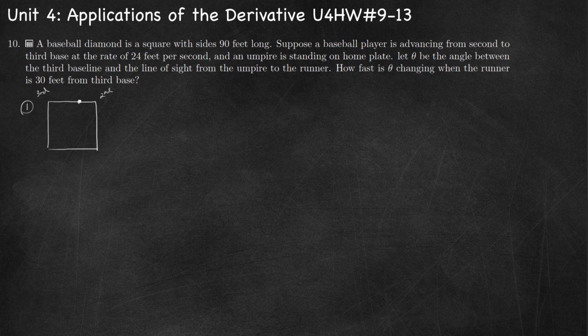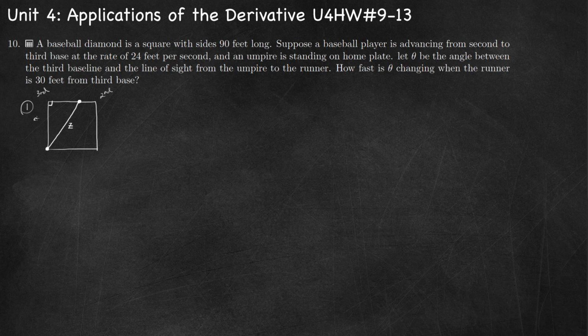Theta is the angle between the third baseline and the line of sight from the umpire to the runner. So the umpire is at home plate. He's down here. And the line of sight from the umpire to the runner is right here. Okay, I missed my mark a little bit. That's a little better. So we have a right triangle, and we're going to label this side Z, the hypotenuse in our right triangle.